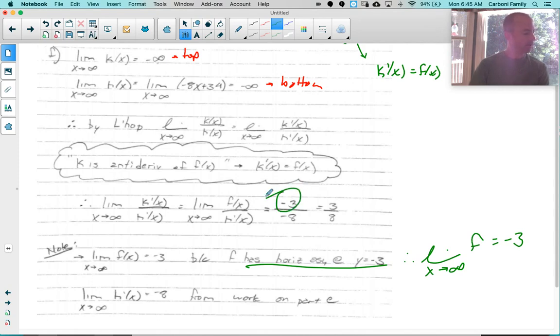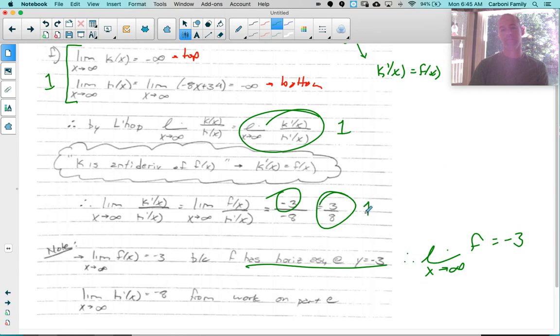And so on this one, you got 1 point for this top step where you showed that both limits approach infinity. You get 1 point for applying L'Hopital's rule, so that would be right here. And then you get 1 point for your final answer, which is 3/8. And so there's your third point. So this one was a 3-point answer.